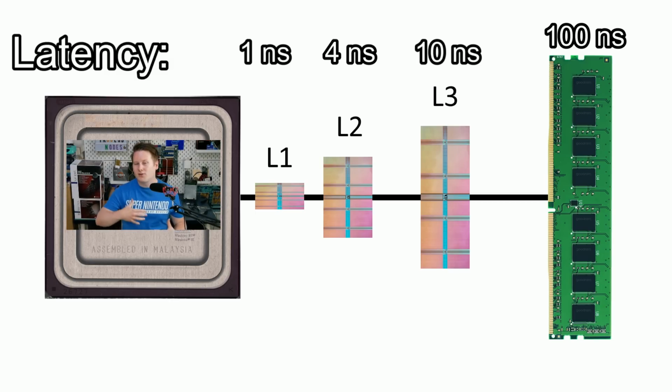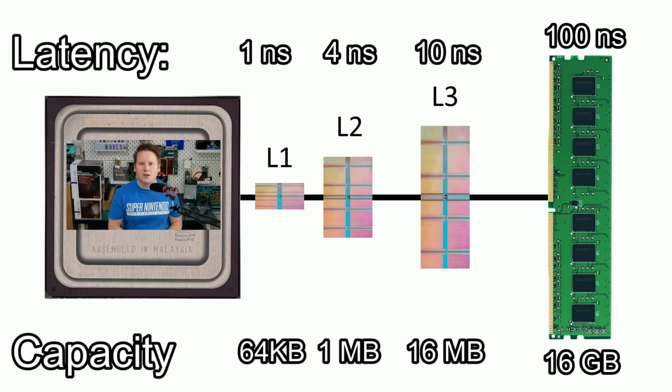However, there are also size differences between them. So the closer you get to your CPU core, the smaller your cache is. Your L1 cache may only be 32 kilobytes or 64 kilobytes. Then you maybe go up to a megabyte. Then you maybe go up to 16 megabytes. Then you go to gigabytes of DRAM, and then terabytes of NVMe or SSD storage, and then maybe even more terabytes of hard disk drive storage and spinning rust.